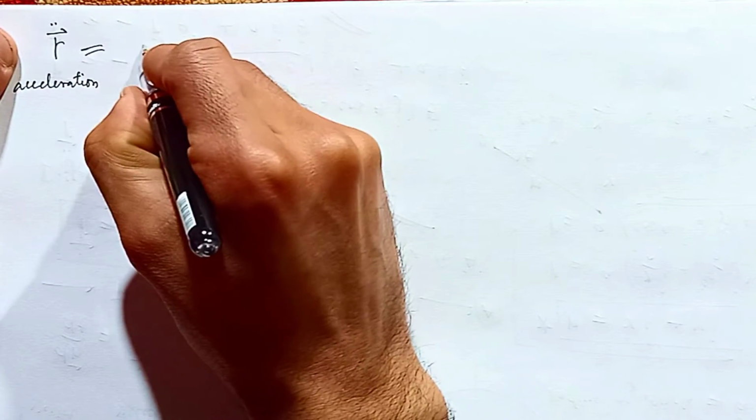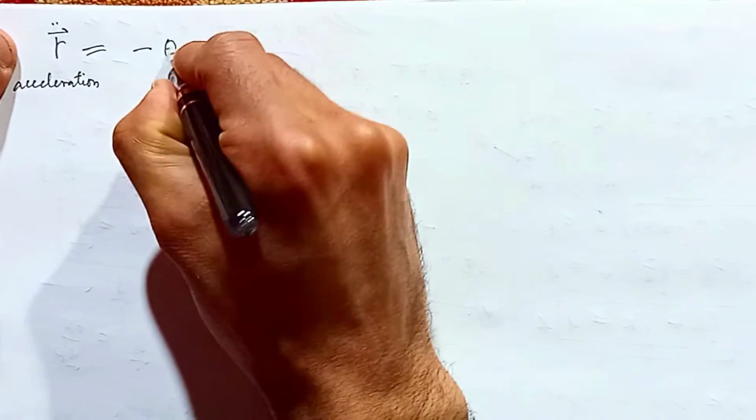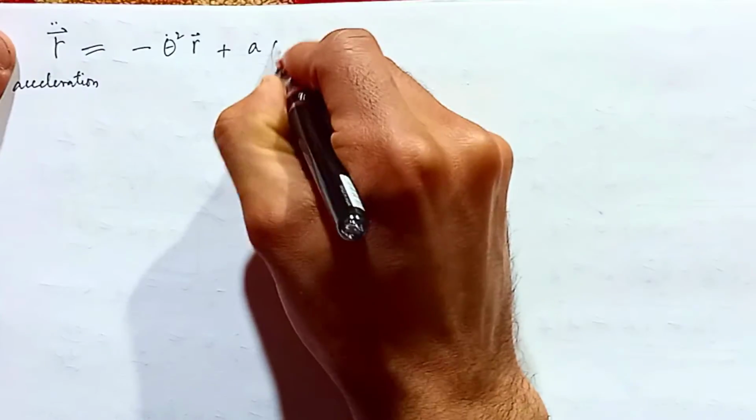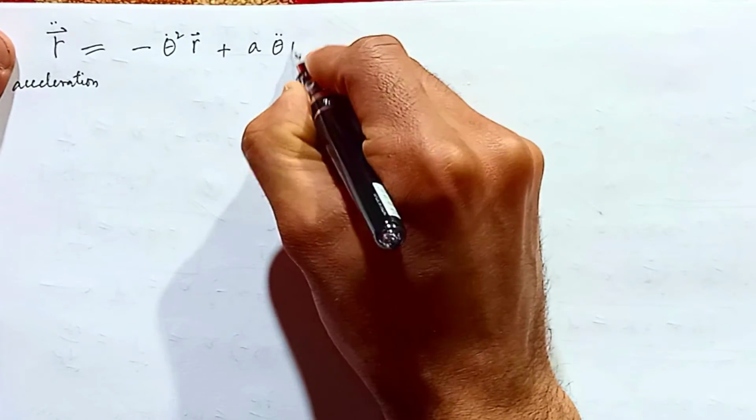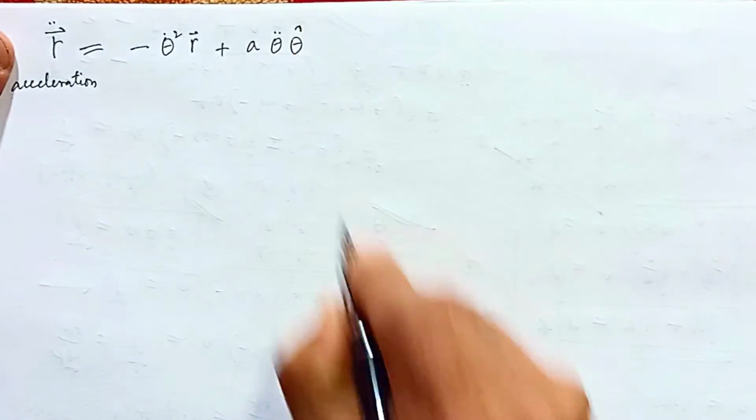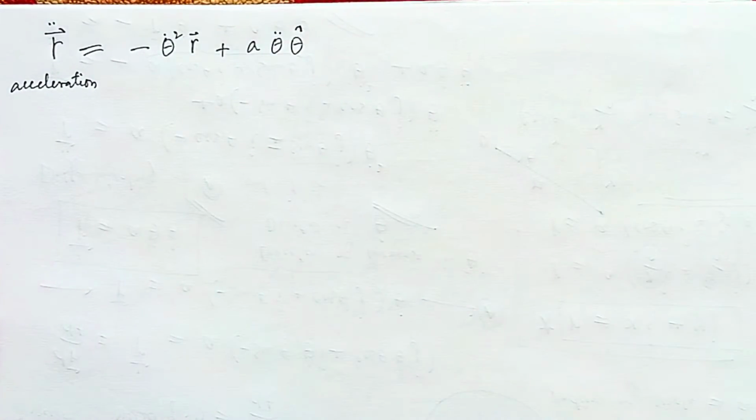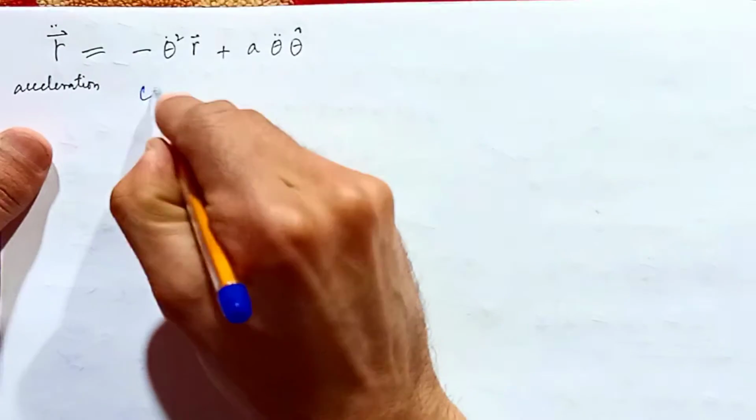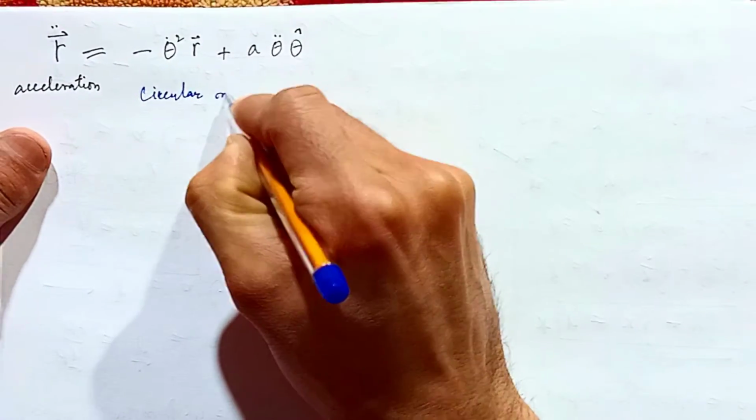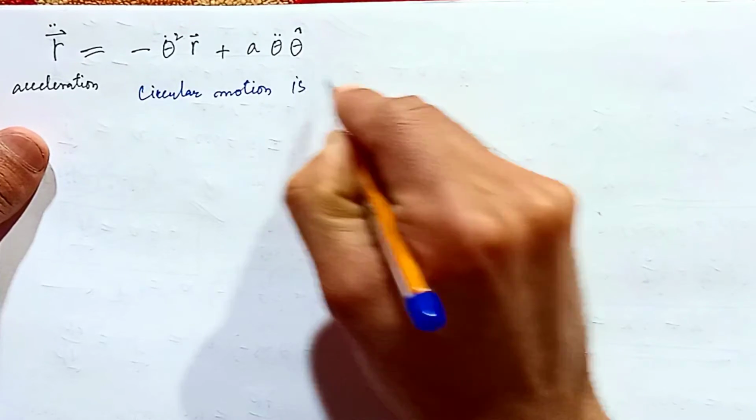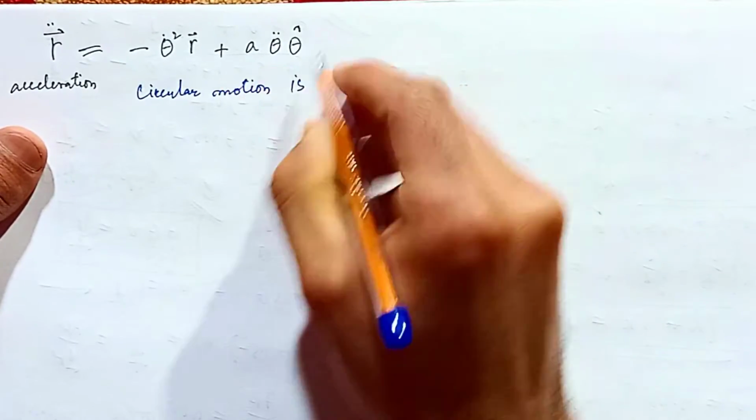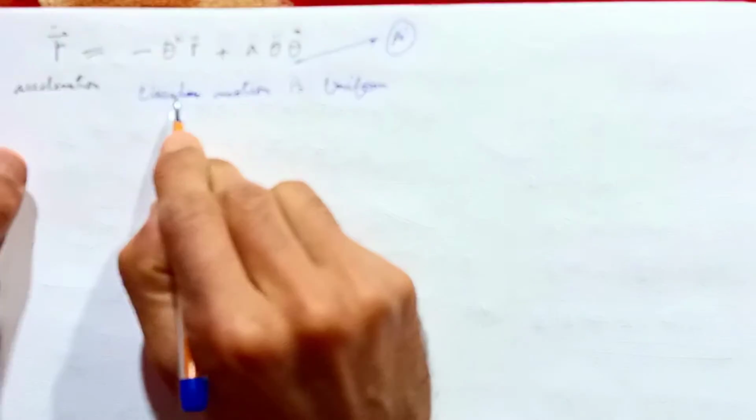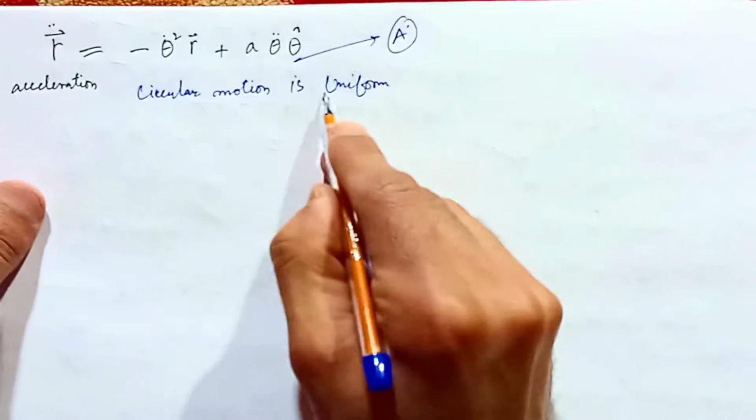R double dot will be equal to minus theta dot square R vector plus R theta double dot theta hat, the unit vector along the theta axis, you can say. Considering that the circular motion is uniform, this is, say, equation A prime. So consider the case that circular motion is uniform.